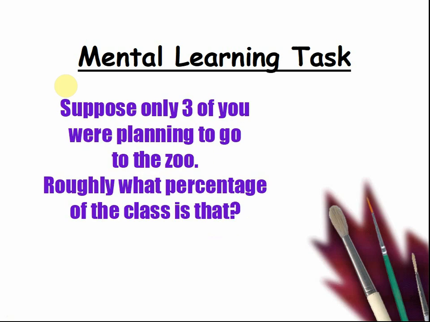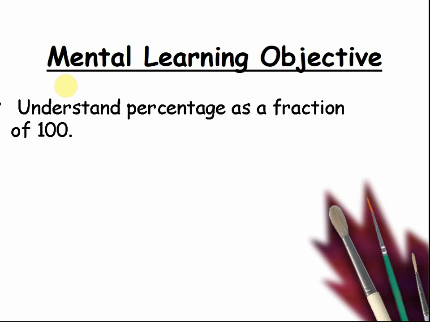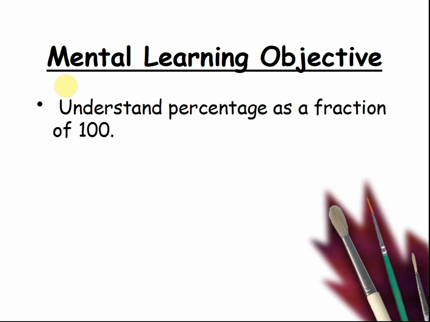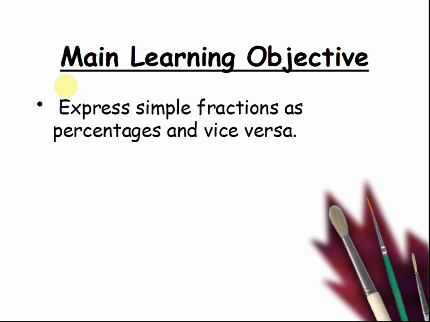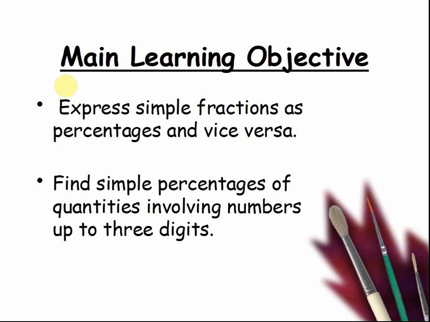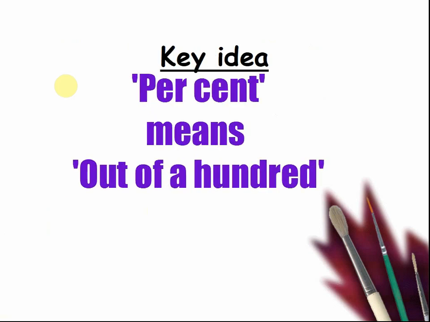Suppose only 3 of you were planning to go to the zoo. Roughly what percentage of the class is that? Pause the video and tell your teacher. Understand percentages as a fraction of 100. Main learning objective: express simple fractions as percentages and vice versa. Find simple percentages of quantities involving numbers up to 3 digits. Remember, today's key idea is percent means out of 100.